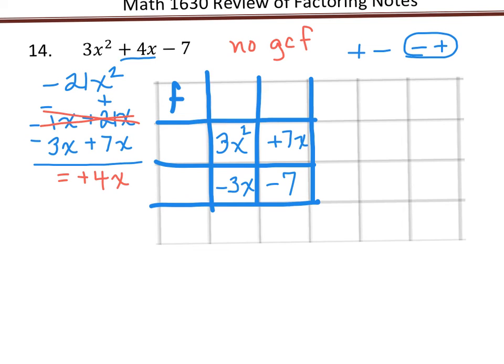And the greatest common factor across your top row is just x. And across your second row, the only thing those two have in common is their negative sign. So that's actually a negative 1.